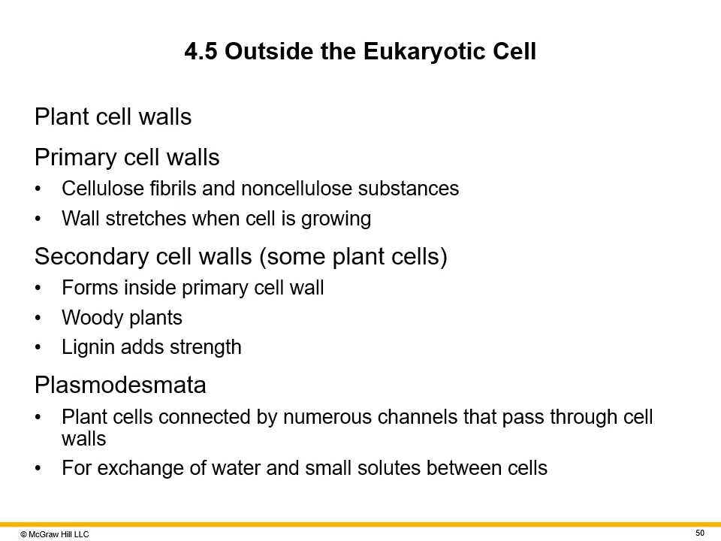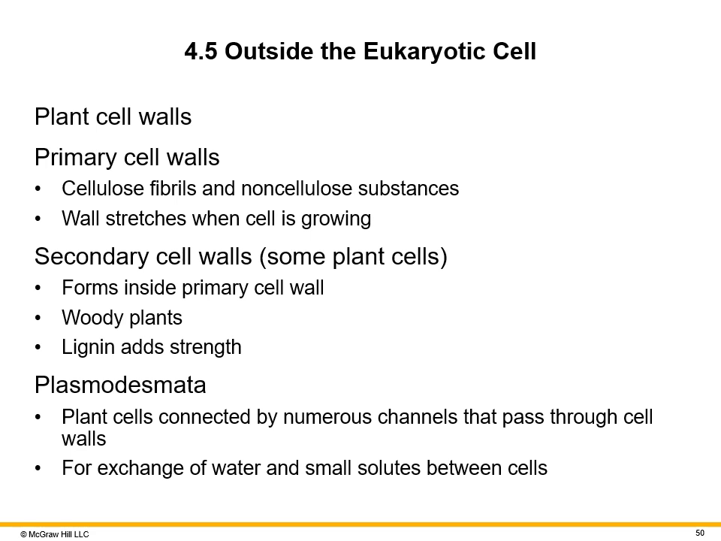Next, we are going to discuss the outside of the eukaryotic cell. When we take a look at plant cells, they have a cell wall. Plant cells have a primary cell wall, which is made up of cellulose and also non-cellulose substances. And the cell wall actually can stretch when the cell is growing.